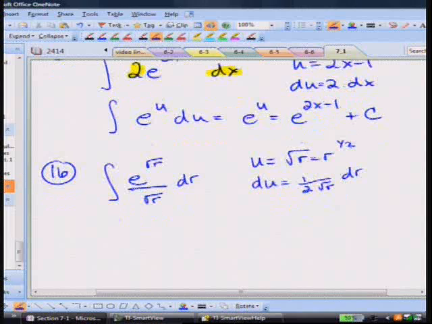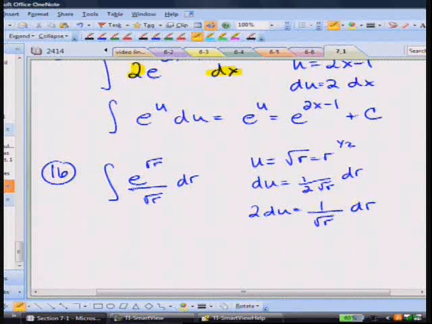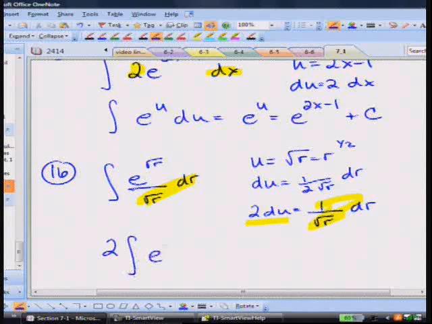which is almost what you have, except that you have this 1/2 that you need to account for. So if you solve on this side for 1 over square root of r dr, you would get 2 du is equal to 1 over the square root of r dr. So where we have 1 over the square root of r dr, we can replace that with 2 du. And we can put that 2 in front. So this is 2 times the integral of e to the u du, which is just going to be 2e to the square root of r.